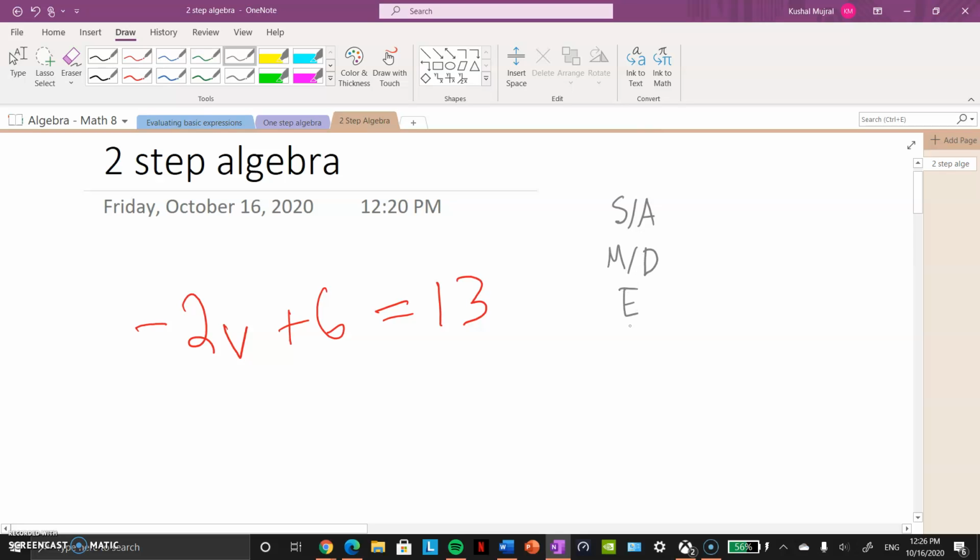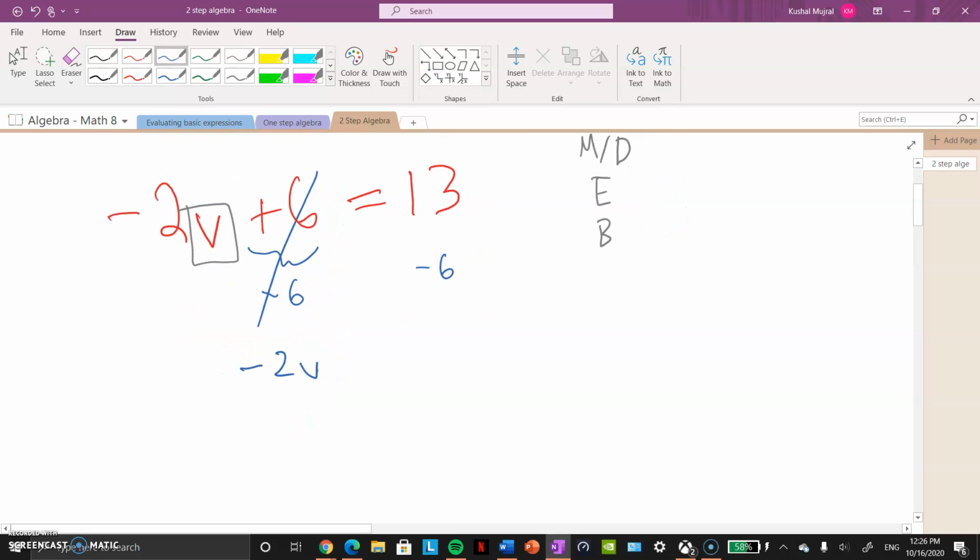So when we're solving algebra equations, which basically means equations that have a variable, we want this v to be alone. We want it to be completely by itself. Okay? So the first thing that we're going to do is we're going to look to see if there's any subtractions or additions. And yes, there is one right here. So to cancel an addition, you subtract, right? So then here, this will be gone. And then we'll be left with negative 2v equals 7. Okay? So now we want v to be completely by itself.